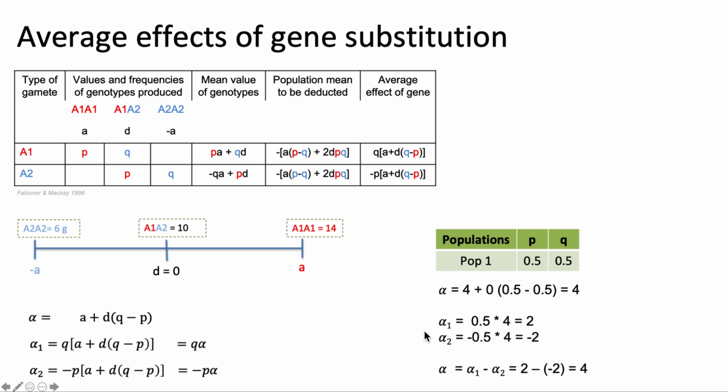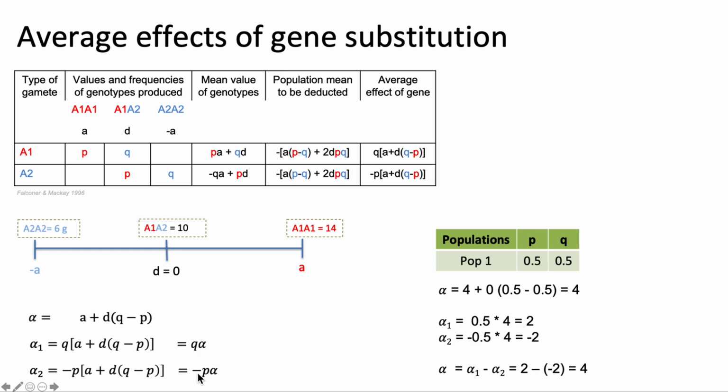And if we want to estimate the effect of alpha 1, we just use this formula here, q times alpha, and q is 0.5 times alpha. Alpha is 4, so that is 2. And here we have a negative value, and remember, as the heterozygous lines are in the middle, we just identified a that is positive for, in this case, A1, and for the other homozygous it is negative.